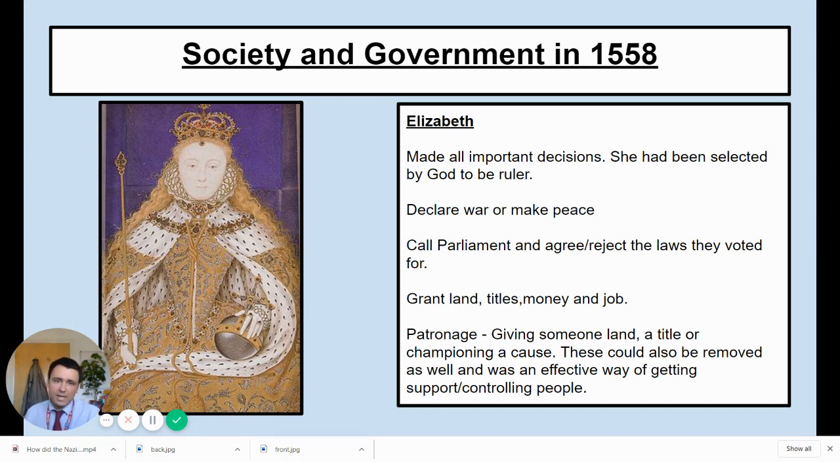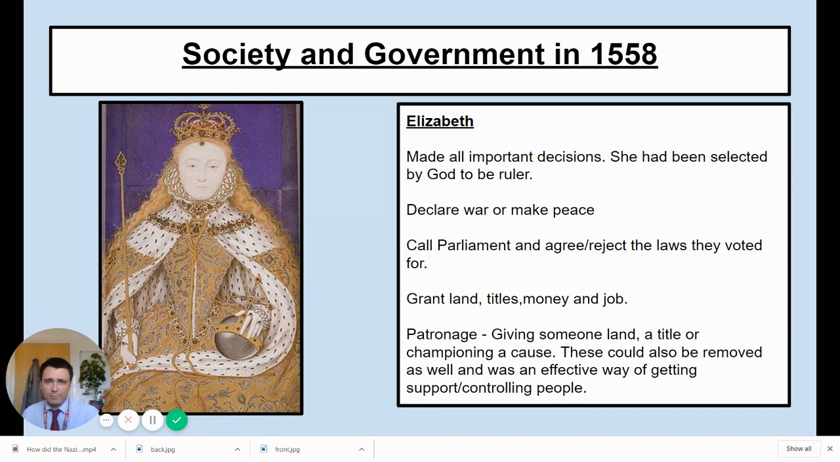This means that the monarch can declare war or make peace with a country. They're the only person that can do that. The monarch can call parliament, and the monarch can agree or reject the laws that parliament wants to be made. The monarch can give land, titles like Sir or Dame, money, and jobs to people. That's what we call patronage, where you give someone a title, you give someone land, or you maybe sponsor and give money to someone's cause.